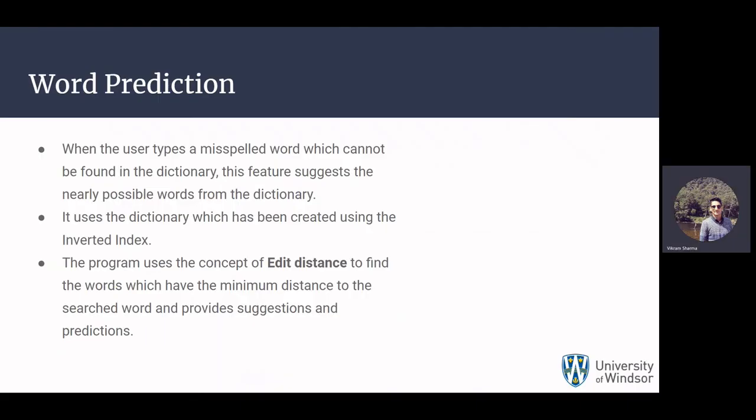Thank you. The word prediction module of our project suggests the nearest possible words from the dictionary. It uses the dictionary which has been created using the inverted index. The program uses the concept of edit distance to find the words which have the minimum distance to the searched word and provide suggestions and predictions.